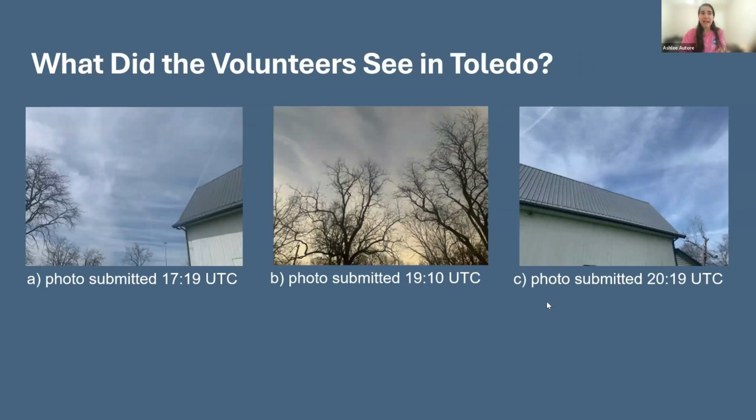This specifically is from Toledo, Ohio, and all three of these were submitted by one volunteer at the same location. So it's super exciting when someone is really dedicated to submitting their data to us like this, because it really paints a good picture. So we have about 3 hours covered here, and you can see that middle picture was submitted pretty close to the eclipse maximum for that person. So it's neat to see that we can also observe how the cloud coverage changed throughout the eclipse.